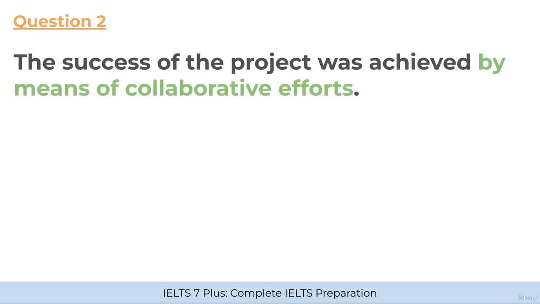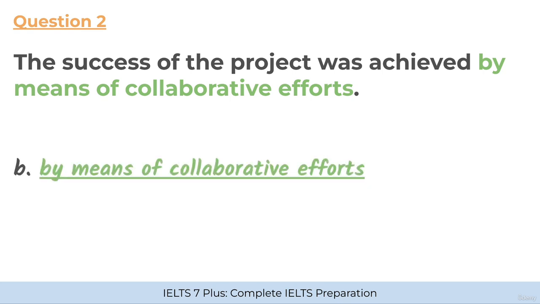So I think this is quite nice. The success of the project was achieved by means of collaborative efforts. That's talking about how it was achieved. However, the first option, at the expense of, could have also worked if it was perhaps a negative outcome. That grammatically would have been fine, but I think for the context here, this one works a bit nicer. But good to know that depending on the context, you can use a variety of different prepositional phrases. Okay, well done if you got that right.